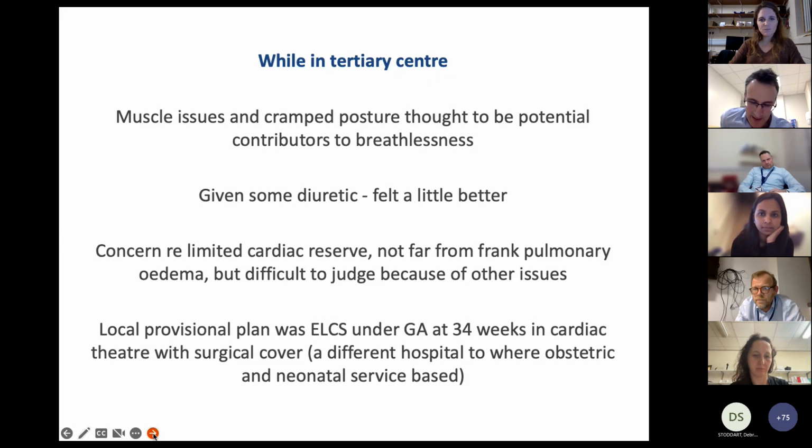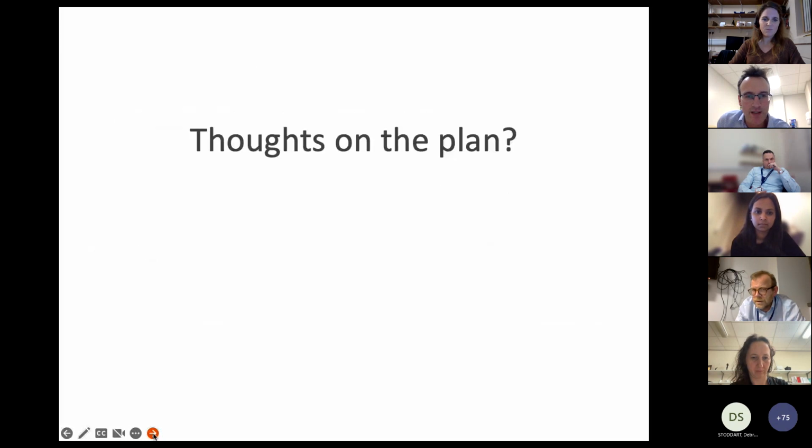But that is notably in a different hospital to where the obstetric service is and the neonatal service is in this city. So I suppose any particular thoughts on that as a plan? Is the brain stimulator causing any issues with raised intracranial pressure? Is regional anaesthesia contraindicated by the neurosurgeons, or was GA?